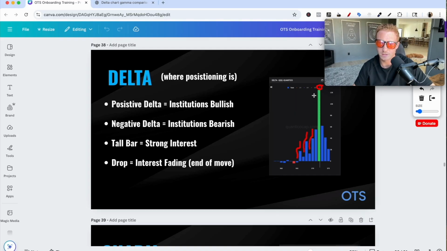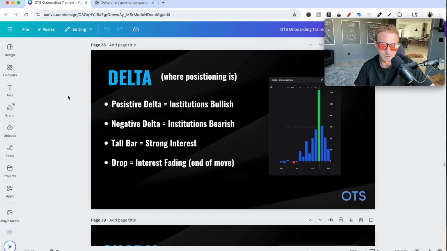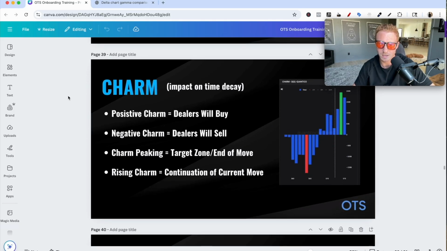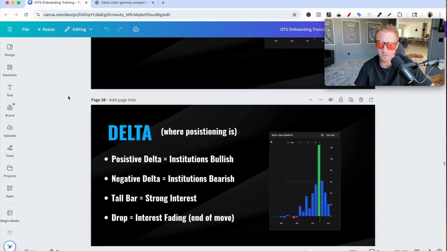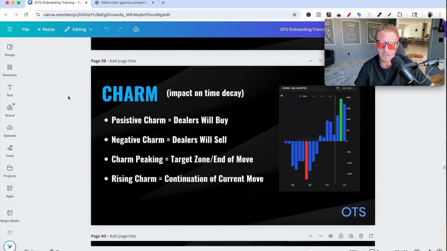Tall bars are basically just key levels. Price wants to stick around there. And then where bars drop off significantly, that's where typically the end of the move is going to be, right? So price is going to bounce off of that. Now, the next thing is charm, okay? And charm, delta, gamma, we kind of have to read all of it and put it all together with one thesis and make a plan off of that and make key levels off of that, essentially. So this is the impact on time decay, okay?